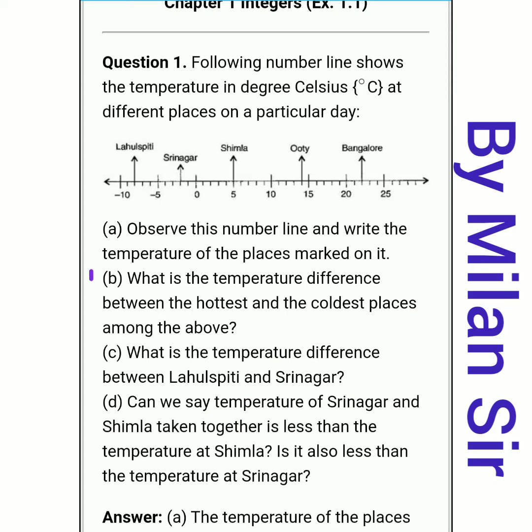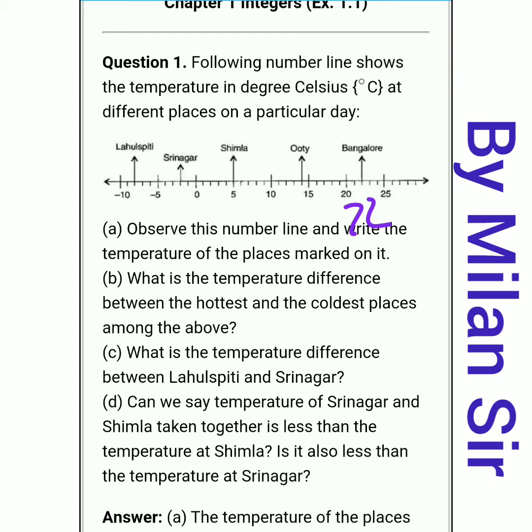Then question number 2. What is the temperature difference between the hottest and the coldest place among the above? Hottest and coldest place. If we move to the right-hand side on the number line, our number becomes greater. So the rightmost place has the hottest temperature, that means the highest temperature. Rightmost we have Bangalore. What is the temperature of Bangalore? We found it is 22.